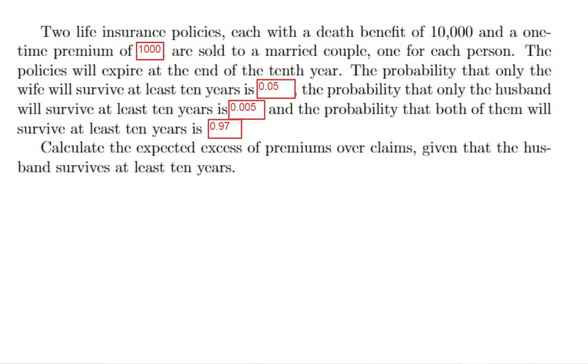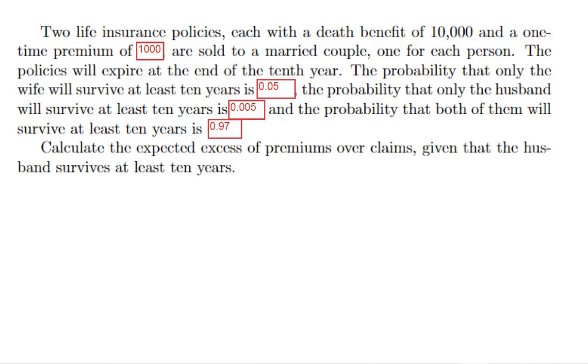There are two life insurance policies being sold, and they're both the same policy to each person. So it's one type of policy being sold to two people. If they die, there's a benefit of $10,000 that's going to be given out. The policies cost $1,000 each. So one person pays $1,000, and they get $10,000 when they die, according to this policy.